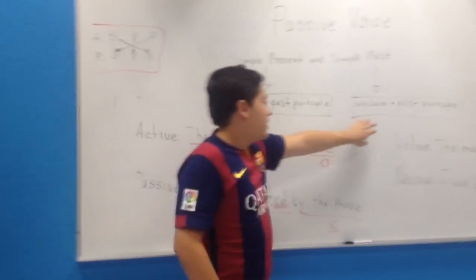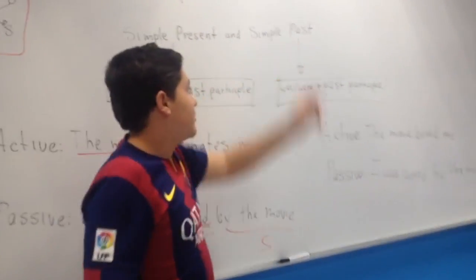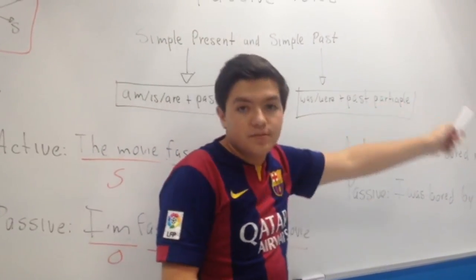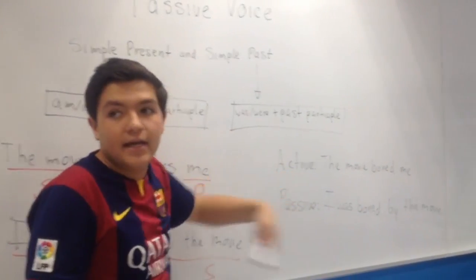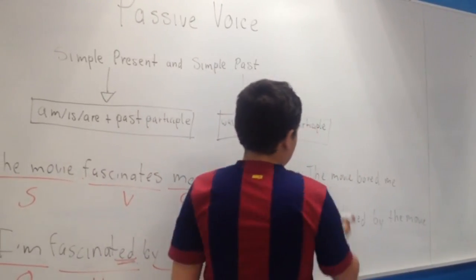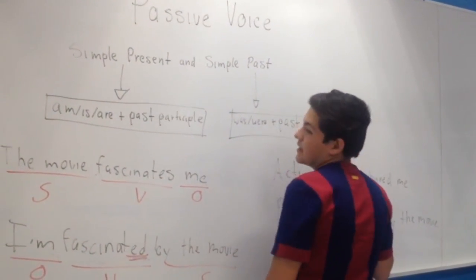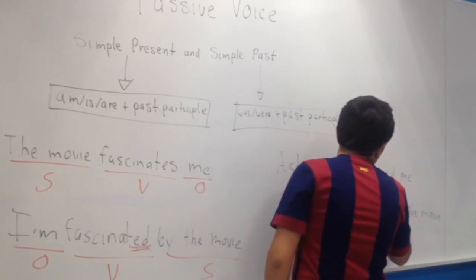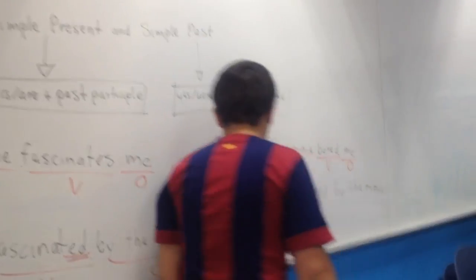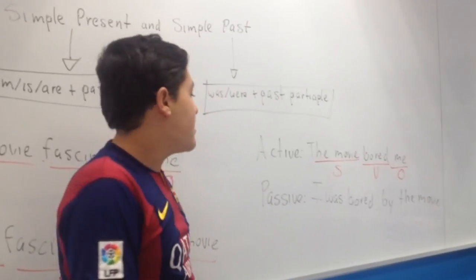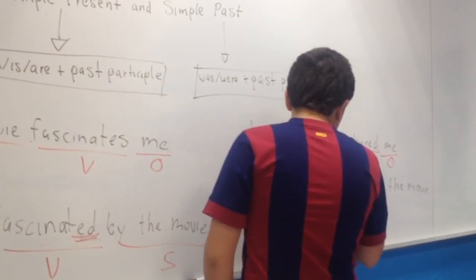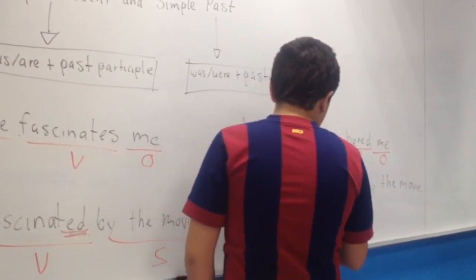Then we have the structure for the simple past: was, were, plus past participle. In active, again: The movie bored me. The movie is the subject, bored is the verb, me is the object. In passive, we say: I was bored by the movie.